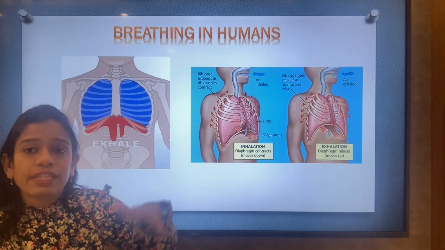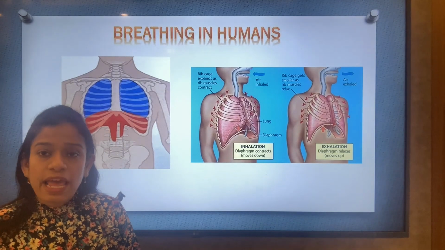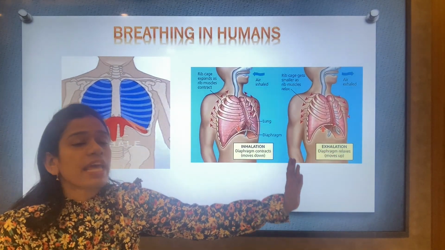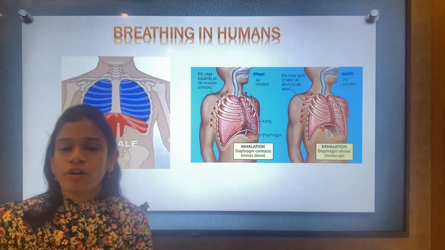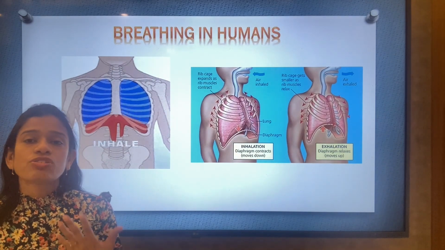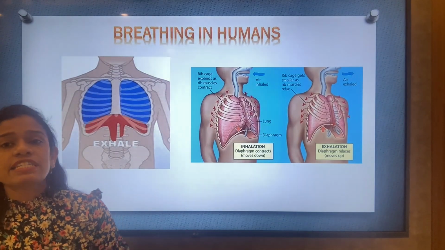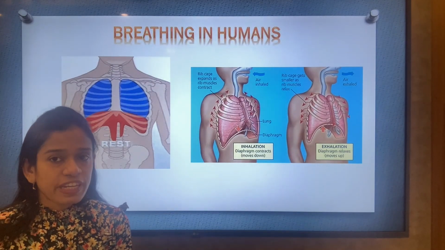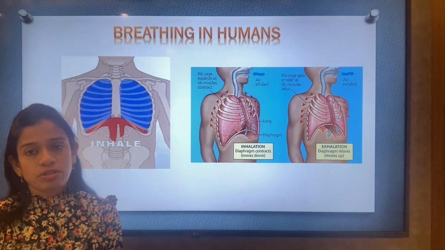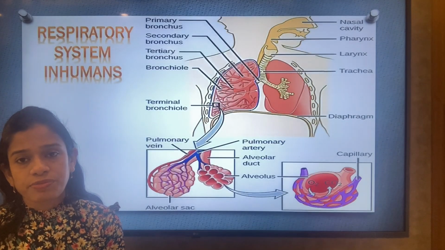While giving out, that is the process of exhalation, again the diaphragm relaxes and the volume decreases. So the air containing carbon dioxide is pushed out of the nostrils, and the air is given out through the process of exhalation. This is very simple, and inhalation and exhalation combined together is known as the process of breathing, which takes place in human beings.